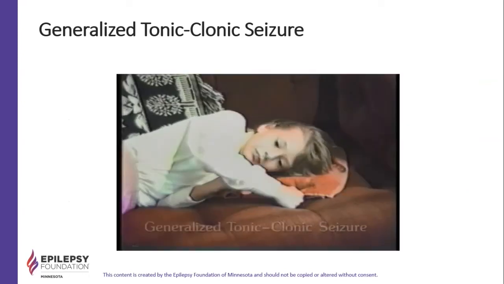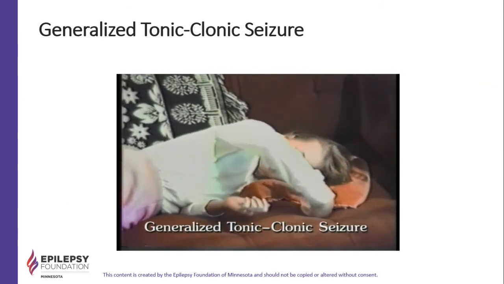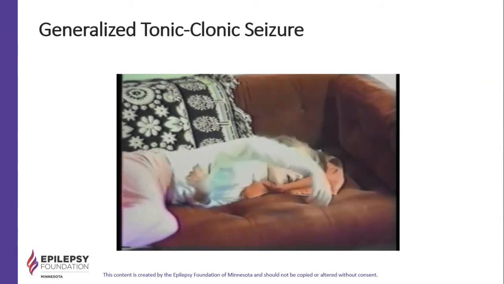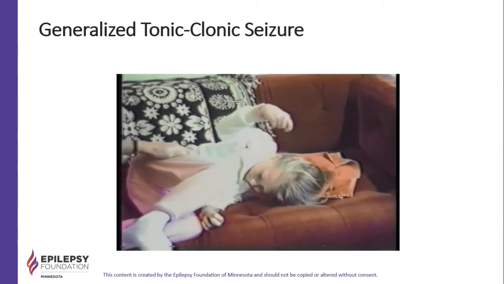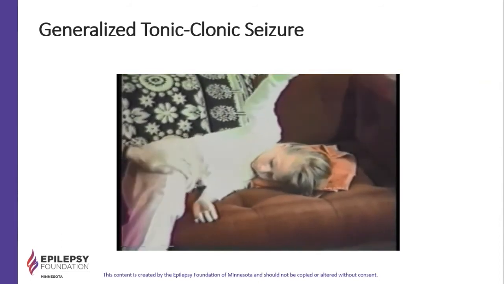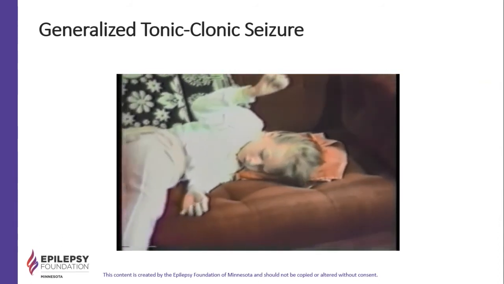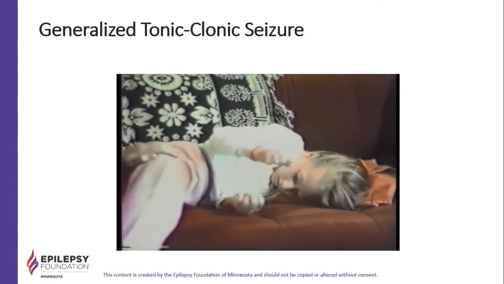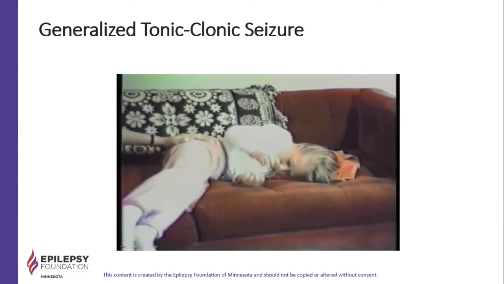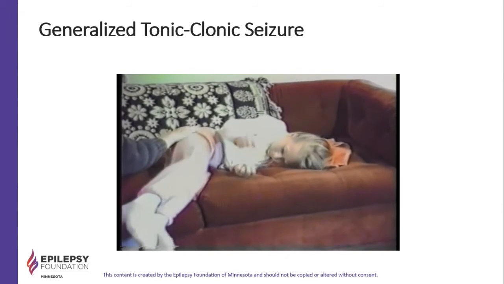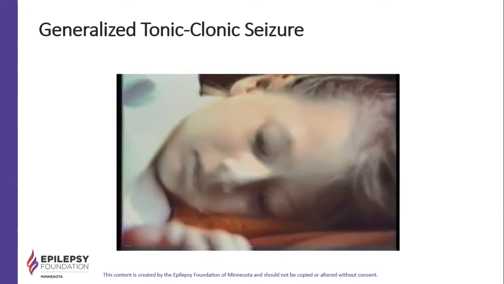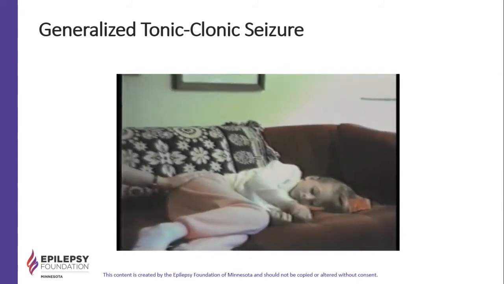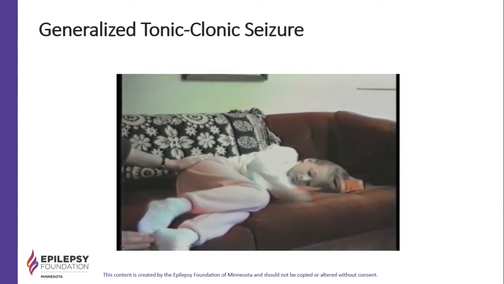here. They affect the whole brain and the entire body. The tonic phase is the stiffening of the muscles. Then the jerking movements begin, the clonic activity that you see here. A tonic-clonic seizure rarely lasts more than a few minutes. A person having one isn't conscious and won't remember what happened. The skin may become pale. Breathing may seem shallow or labored. Sometimes a child may lose bladder or bowel control or vomit as the seizure ends.